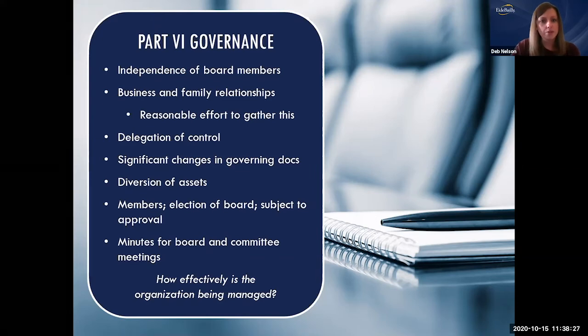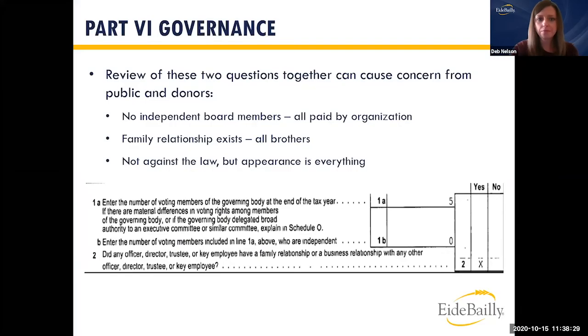So Kim, if you want to go to that next slide. Here's an example. So we're showing on line 1A that we have 5 voting board members at year end. Line 1B is showing 0 of them are considered to be independent. And that's because all 5 of them are receiving compensation from the organization.